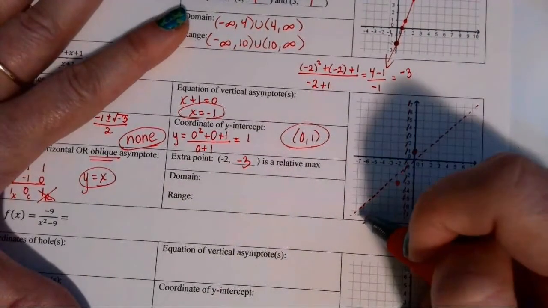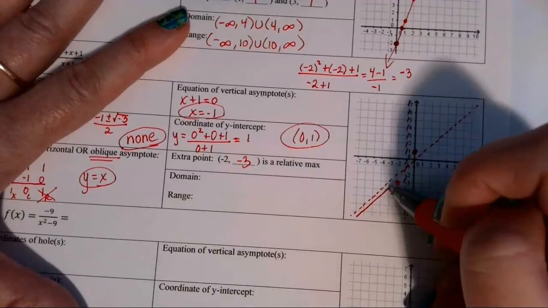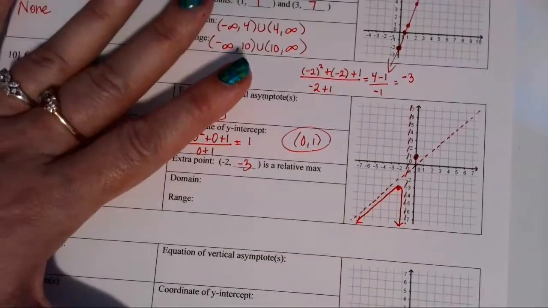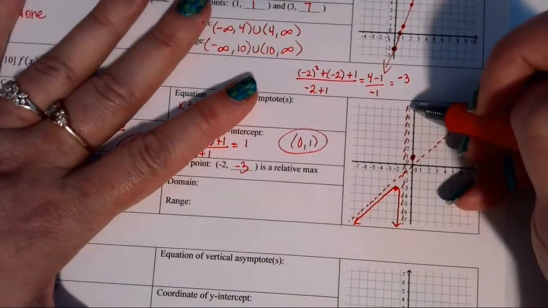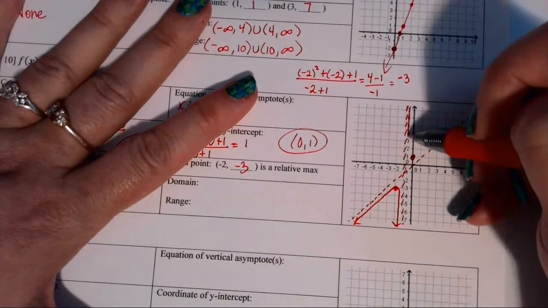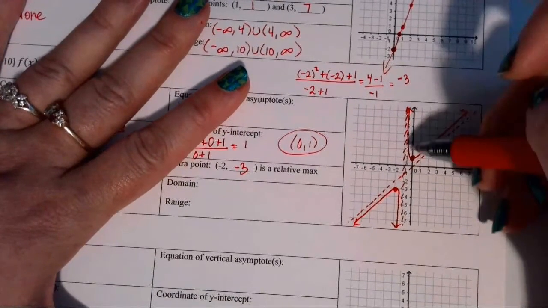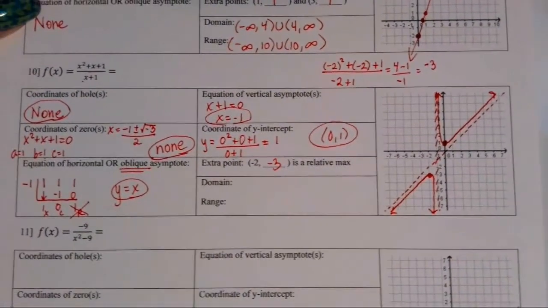So our curve has to stay inside these asymptotes and then turn at that relative max and come back down along that vertical asymptote. And then this one is going to do the same thing. Follow that vertical asymptote, turn, and then come along that oblique asymptote.